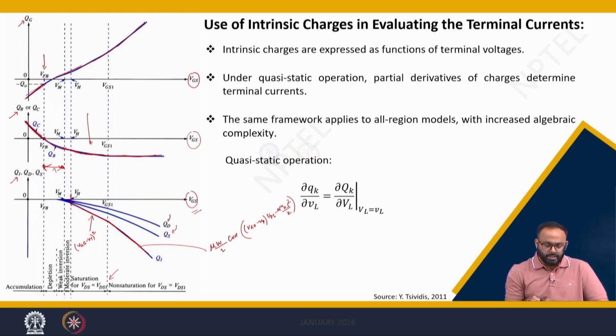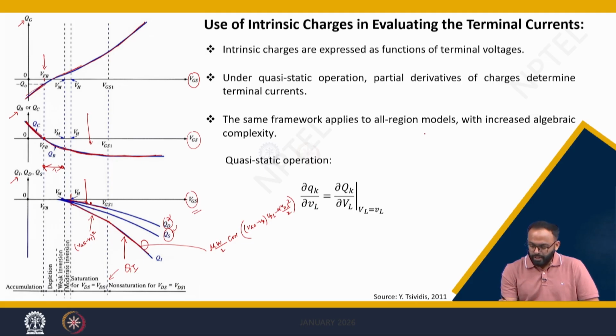Similarly, QD and QS will follow, because we have also seen how QD and QS are relatable with QI. So as you are entering the saturation region, the QD will be smaller and QS will be more. We have discussed that point, that when you increase the drain voltage, then the channel charge near the drain will be lesser, and hence they will adjust themselves to give rise to the change in QI. Finally, after all this calculation, we found a relationship between Q and V.